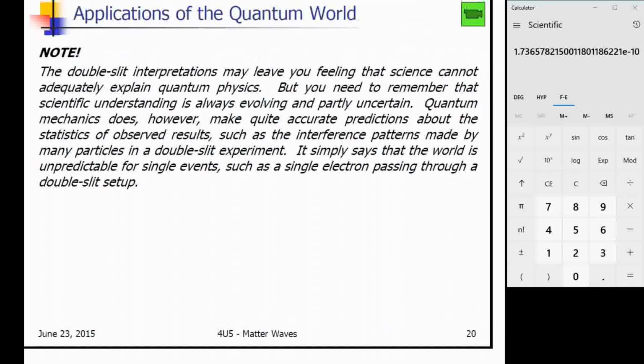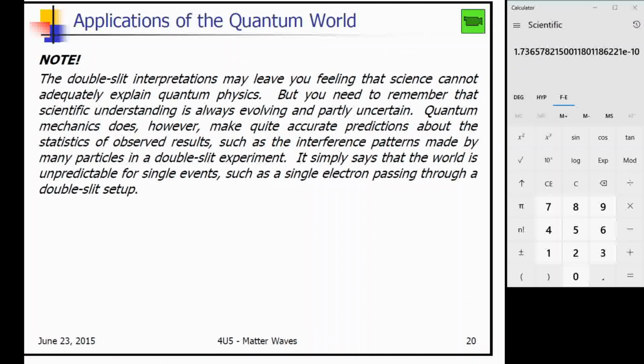This double slit experiment might make you feel that we can't adequately explain quantum physics, but you need to remember that scientific understanding is always evolving, and it's always partly uncertain. Quantum mechanics, as we know it now, explains the results of these experiments very accurately, so it's our best understanding at this time. Things might change in the future, and we have to be open to accept those changes. That's the whole idea of science.